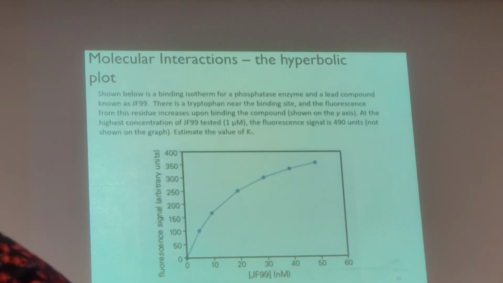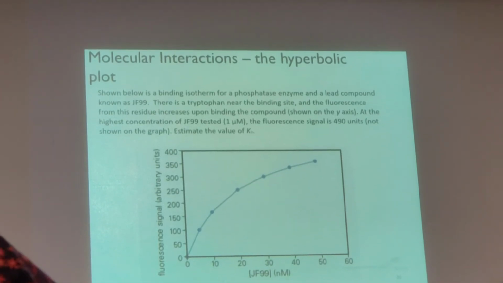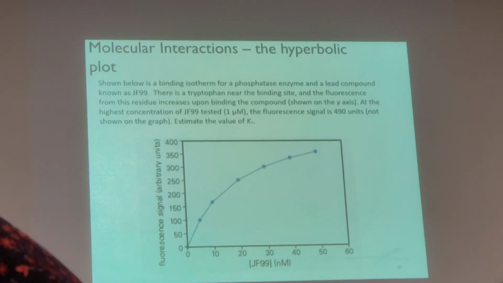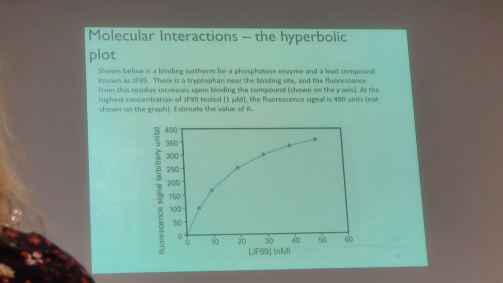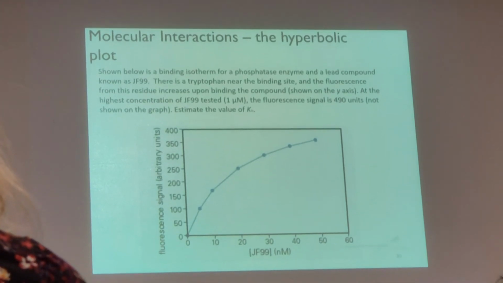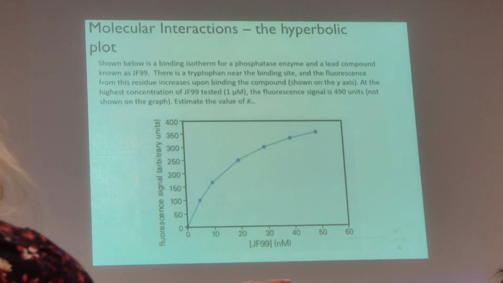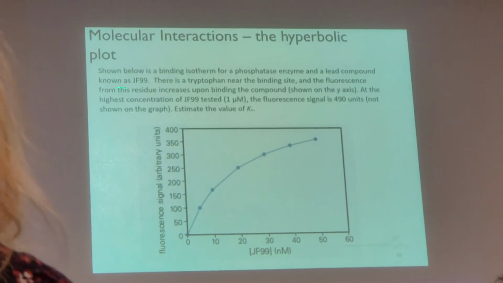All right, so here's an example. Shown below is a binding isotherm for a phosphatase and a lead compound. We'll talk about lead compounds in drug design, but basically those are the precursor compounds that people are deciding on: is that a good drug? Is that a really junky drug? Should I pursue it, make modifications to it, do a lot of organic synthesis, or just throw it away? This is a particularly good one. All right, so that's the detail.